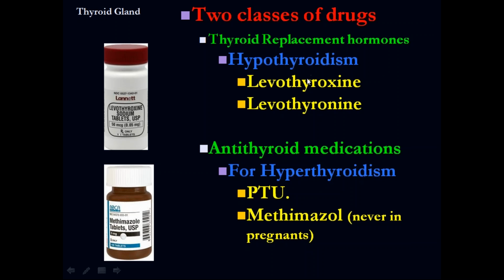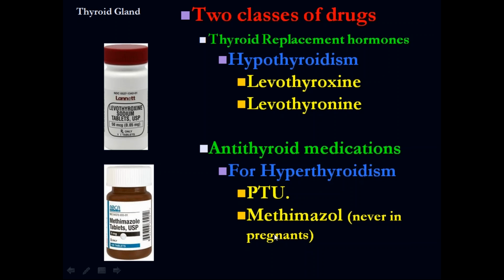So that is hypothyroidism: you are going to give thyroid hormones to the patient with hypo. In hyper, you will have PTU, propylthiouracil, and methimazole.